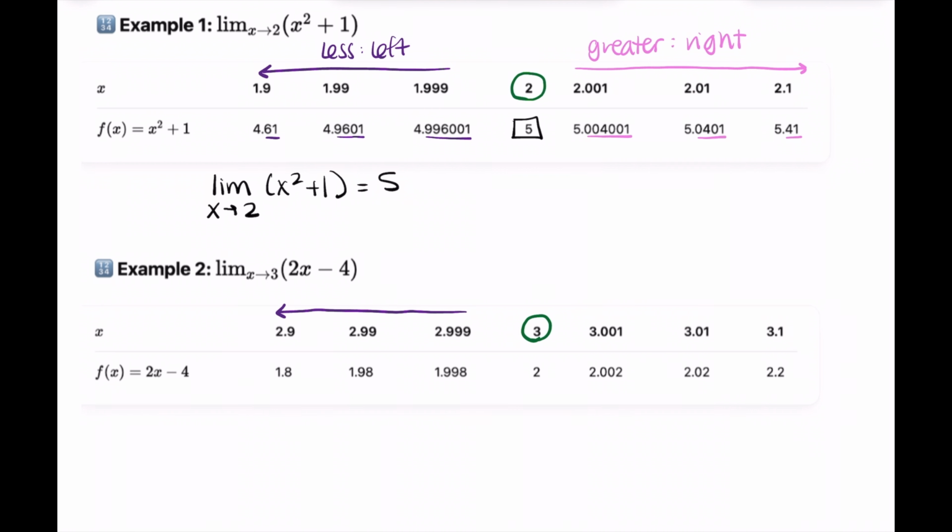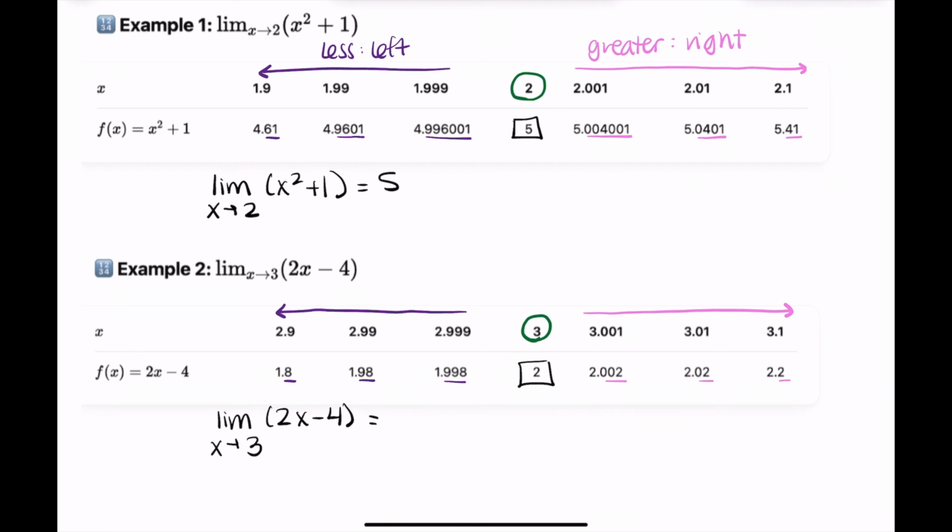Now looking at example 2, let's read through it. The limit as x approaches 3 of 2x minus 4. We're looking at our 3 here. We have values less than 3 and values greater than 3. When we look, approaching it from both the left and the right, we see that our values are getting closer and closer to 2. So the limit as x approaches 3 of 2x minus 4 would give us 2.